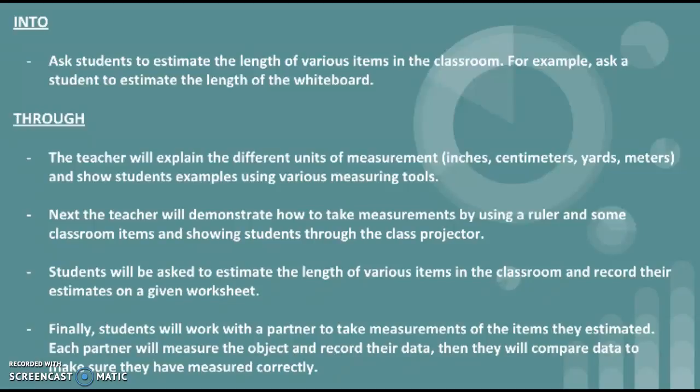Students will then work with a partner to take measurements of the items they estimated. Each partner will measure the object and record their data. Then they will compare and contrast their data with each other to make sure they have measured the items correctly. This explanation will give students an understanding of what each unit size looks like. For example, centimeters are much smaller than meters, and it will give them a better idea of how to estimate different objects as well.